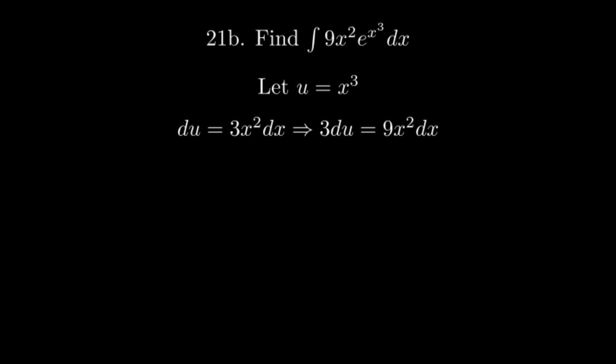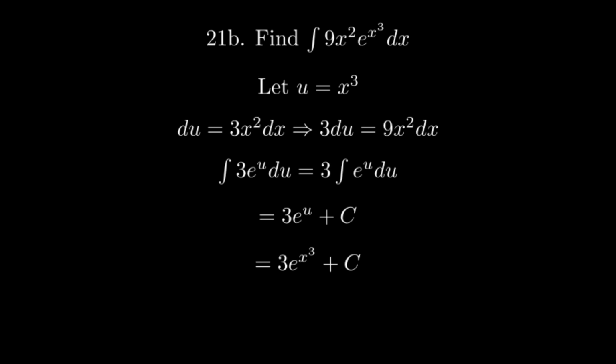cubed dx. Again, we'll use u substitution. Let u be the exponent of e. Then, the differential du is 3x squared dx. Now we can substitute u and 3 du into the integral. The integral of e to the u is e to the u. Finally, substitute back x cubed for u. So the result is 3 times e to the power of x cubed plus c.